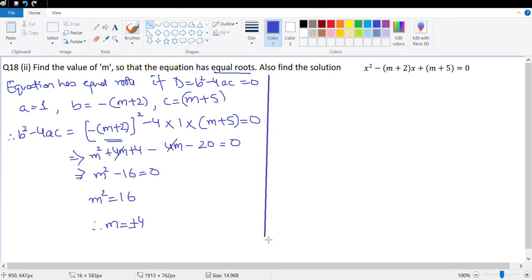They also want us to find the solution. So let's go ahead and find the solution. Let's look at part 1, when m is equal to plus 4.